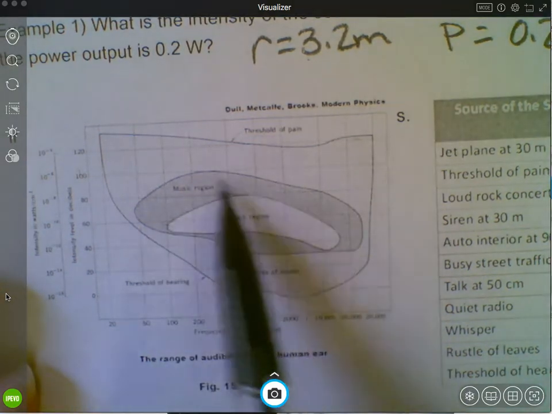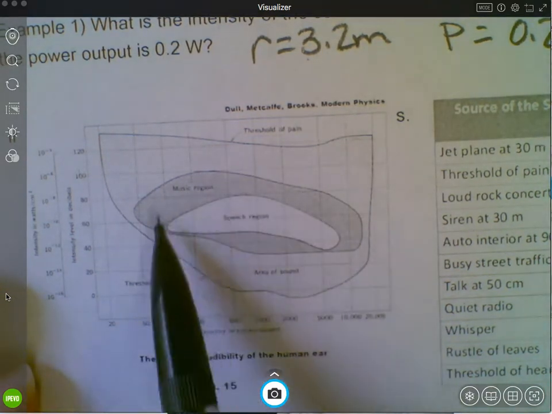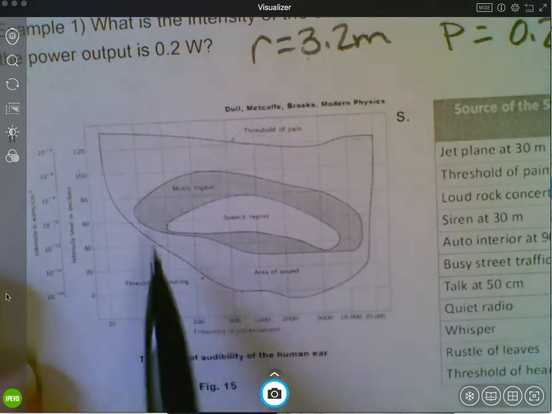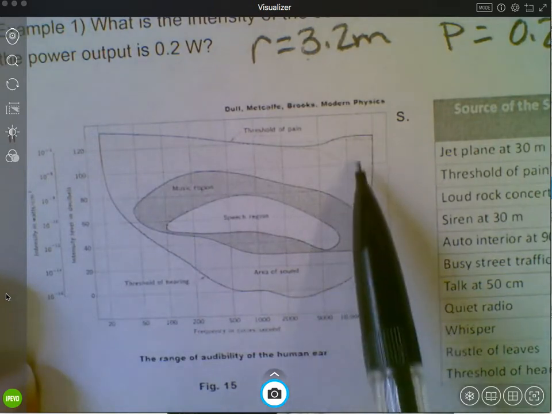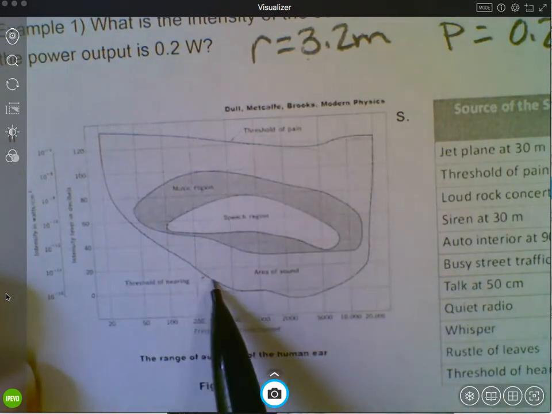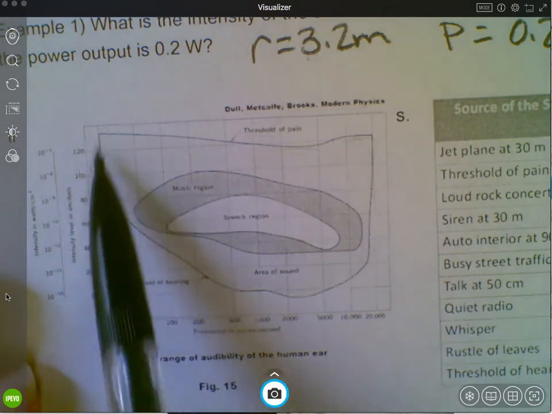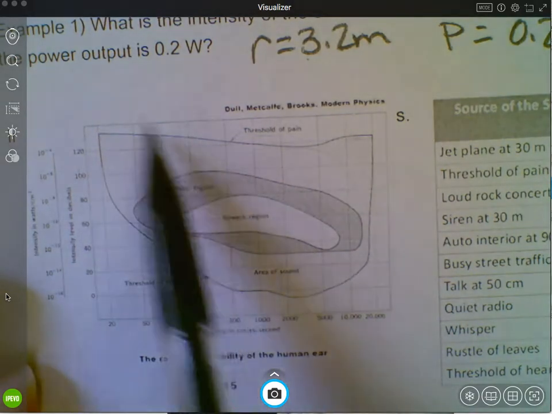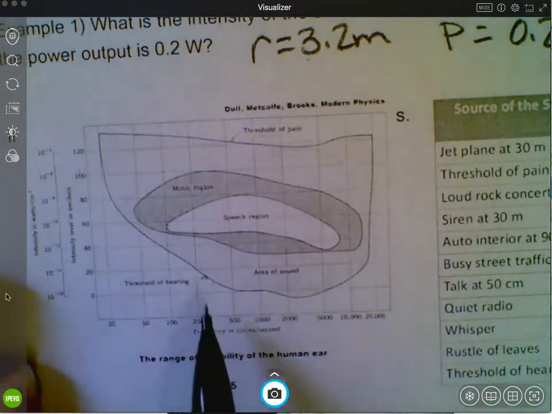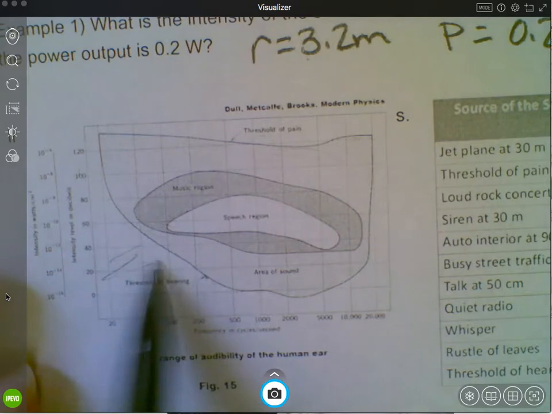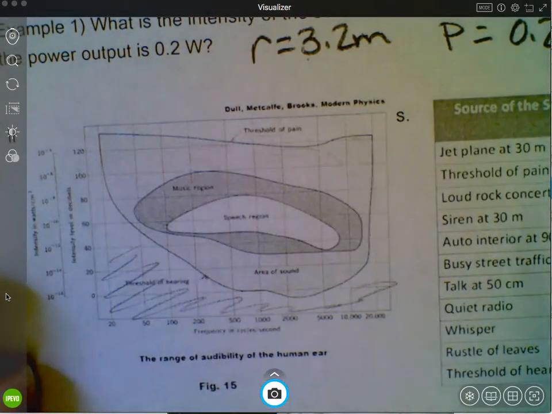Right outside the speech is the music area, and then outside of that is the area of sound we can hear. This line on the outside is the threshold of hearing, meaning this is when we can start hearing. So it tells you here's where it would hurt, up here, and down here, anything below out here we probably can't hear.